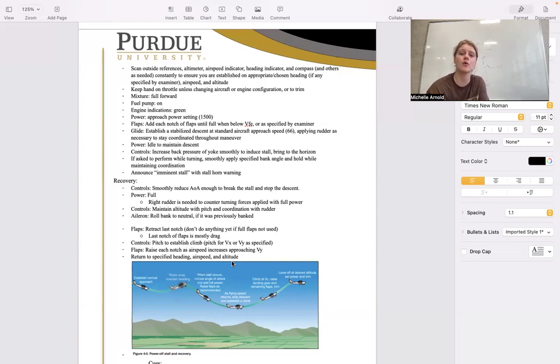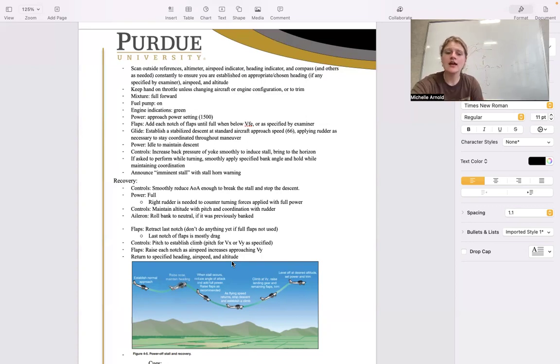So if you weren't in a banking turn, you should already be at that heading because you should have kept the turn coordinated and been looking outside at your reference and in at your instruments throughout this whole maneuver. That's pretty important. You're gonna be pretty focused on your airspeed indicator, but you also want to make sure that you're scanning all of your instruments, your attitude, your heading indicator. You want to look outside at your reference point. This is still VFR, so you should also be scanning for traffic every once in a while.